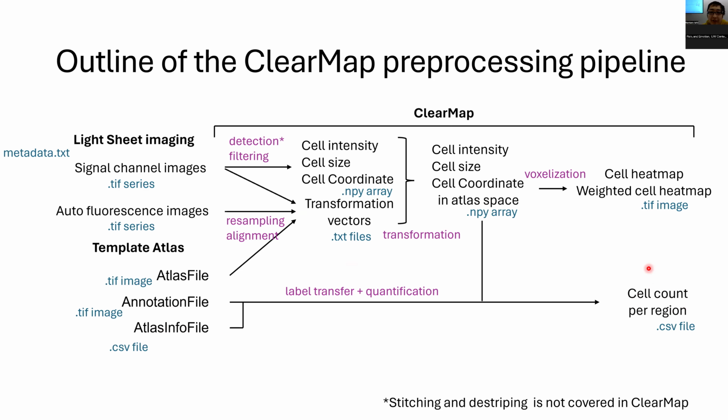The types of files look like this. You start with TIFF series images, or TIFF images here. All these cell intensity or cell coordinates are NumPy arrays. Transformation vectors are basically text files, and NumPy arrays, TIFF images, CSV files, and so on. The final data that you will be using for your analysis will mainly be these TIFF images and CSV files. So again, you start from this humongous data set, but what you actually get is like a 100 or 200 megabyte TIFF image and a 200 kilobyte CSV file.